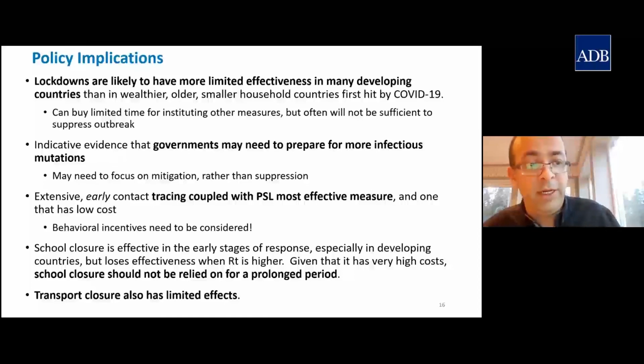Although we find some effects of school closure, we don't find it consistently on all reproductive rates. So because it's not in all reproductive rates, we conclude it shouldn't be relied on for a prolonged period, given that it has very large costs. And we find really no significant effects of transport closure, which has been used as a control mechanism.